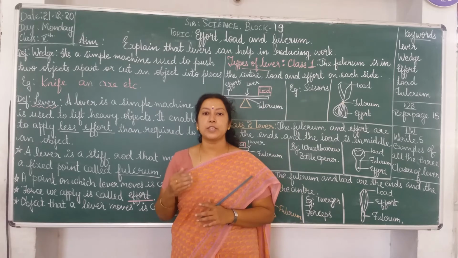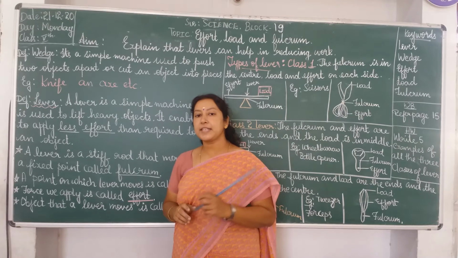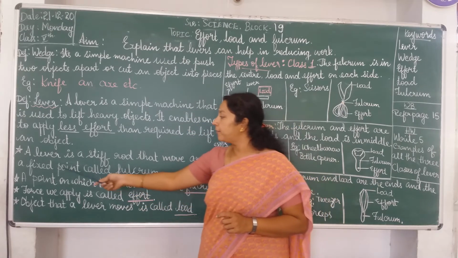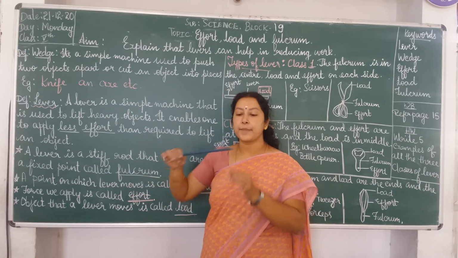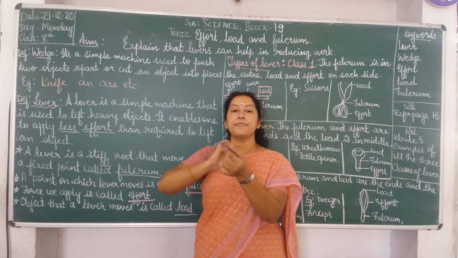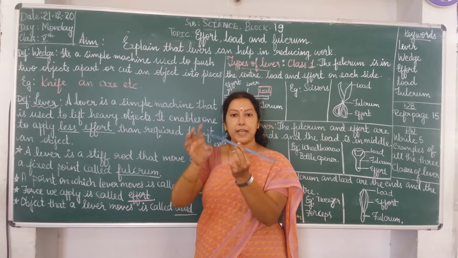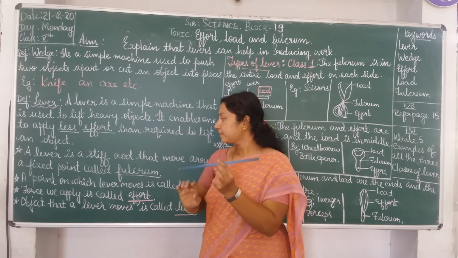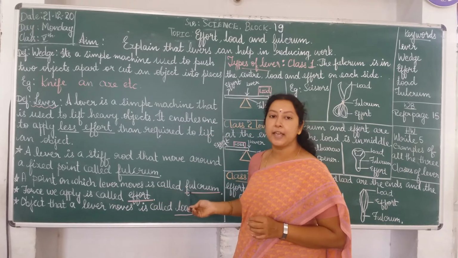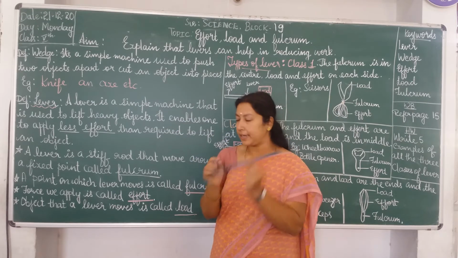There are different terms we are supposed to keep in mind to deal with the lever. The first one: a lever is a stiff rod that moves around a fixed point called the fulcrum. So it will be just like a rod. This rod will move around the fixed point, and it is used to lift an object up and down. The point on which the lever moves is called the fulcrum. The fixed point around which the rod moves is called the fulcrum.